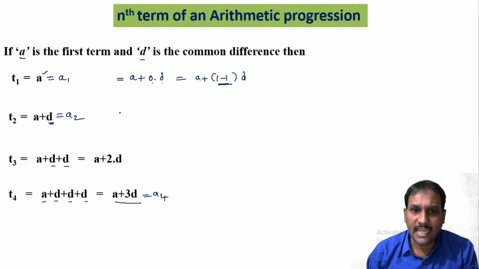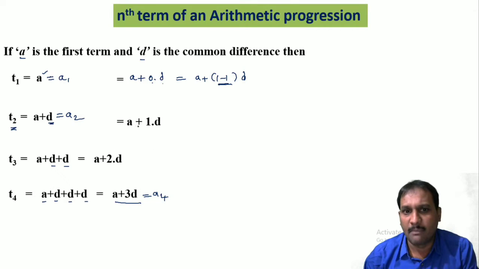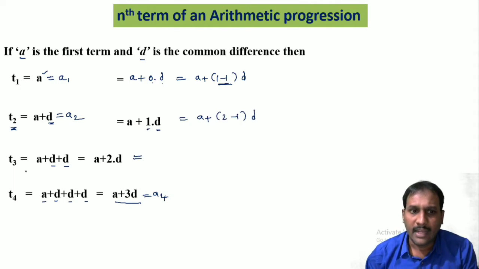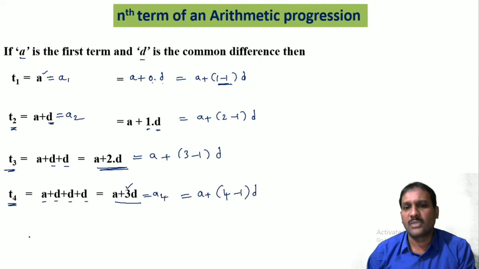Next, this A2 or T2 is A plus D. A plus D can be written as A plus 1 into D. And that 1 can be written as 2 minus 1 into D. And T3 or A3 is A plus 2D. So 2 can be written as 3 minus 1 into D. And here this A plus 3D, that is T4, can be written with 3 as 4 minus 1, so A plus 4 minus 1 into D.